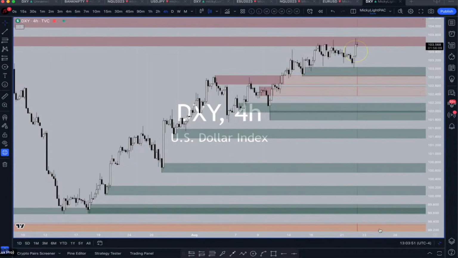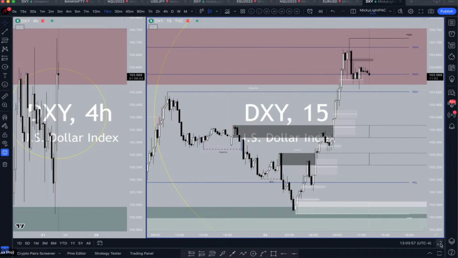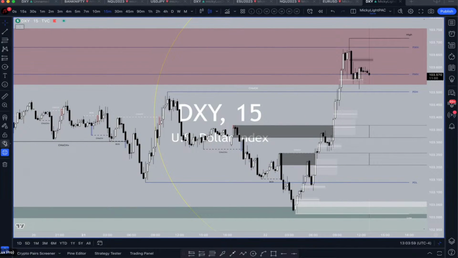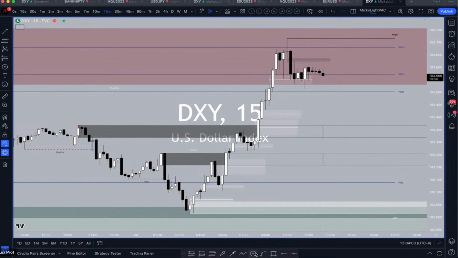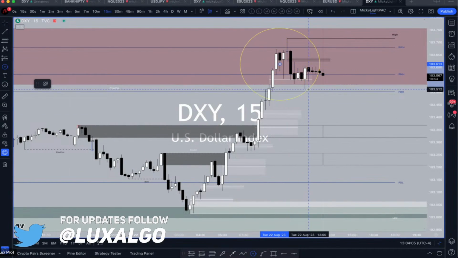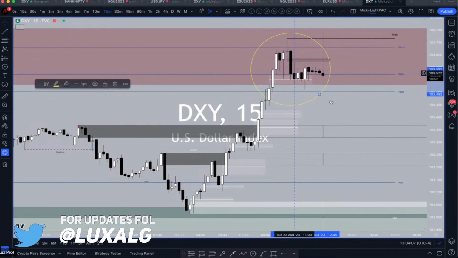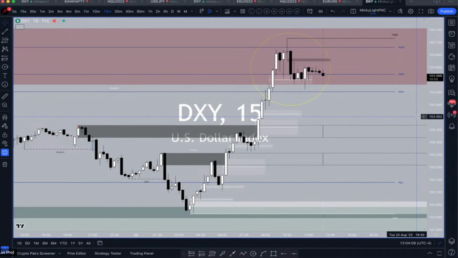So what I do is, if I were trading the dollar, I go down to a lower time frame. There we go. This is where it tags it, right there. I am looking for a market structure change to the downside to take an entry.